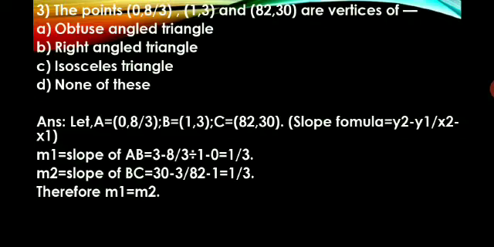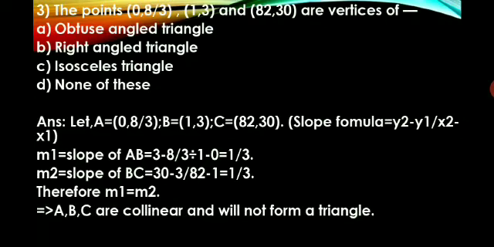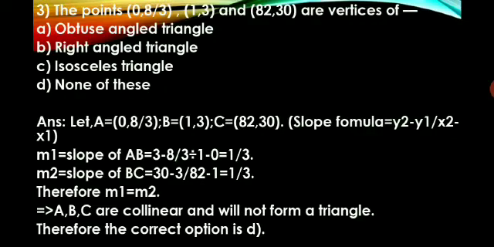Therefore, m1 is equal to m2. A, B, C are collinear and will not form a triangle. Therefore, the correct option is D.